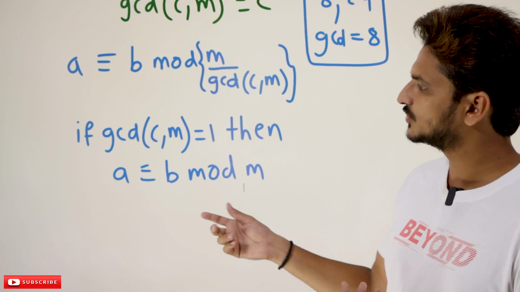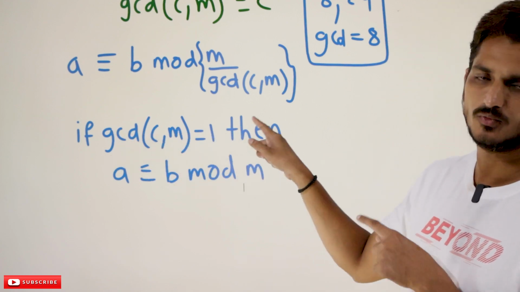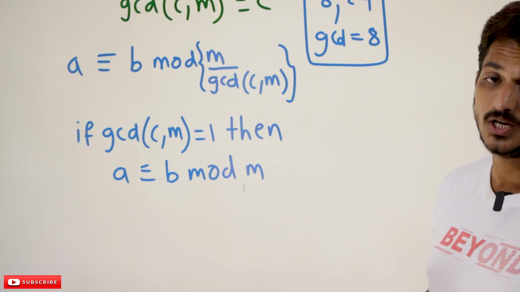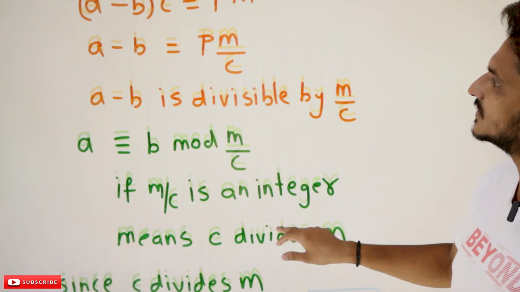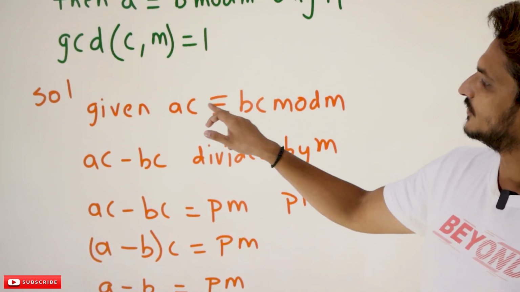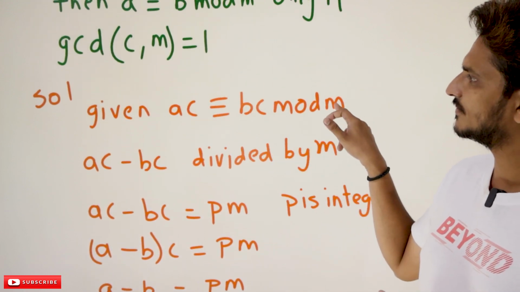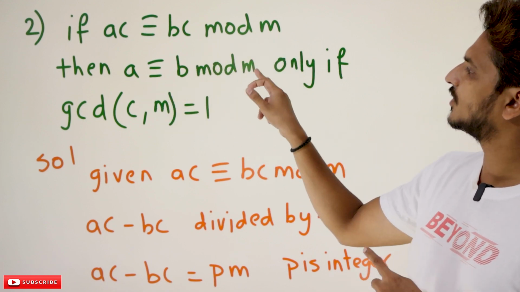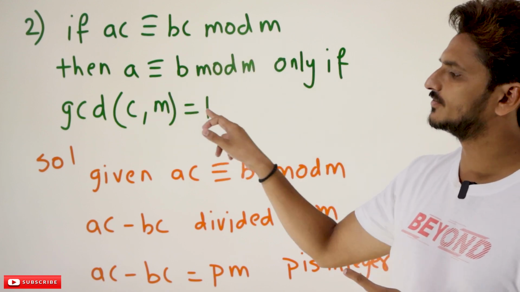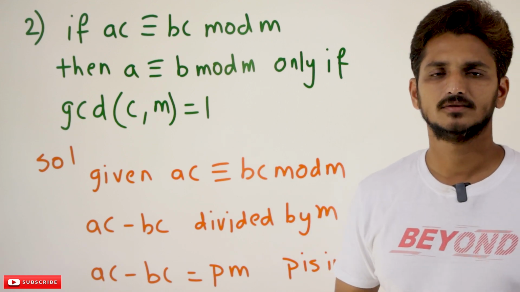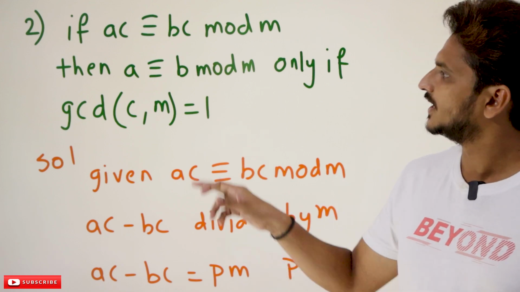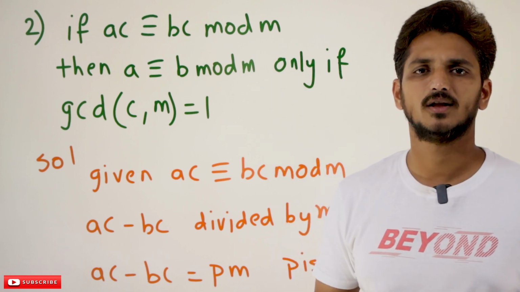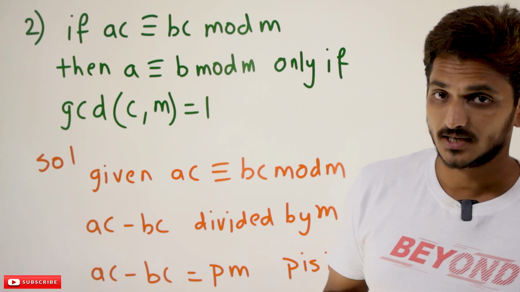So finally we need to show that if GCD of C comma M is equal to 1, then we can say A congruent to B modulus M. This is what we need to show. Our statement says, if AC congruent to BC modulus M, then A congruent to B modulus M only if GCD of C comma M is equal to 1. So hence we have derived that A congruent to B modulus M only if GCD of C comma M is equal to 1. Hope you understand these theorems.